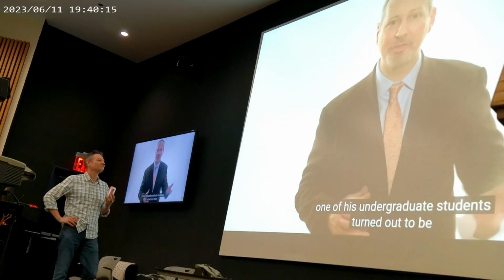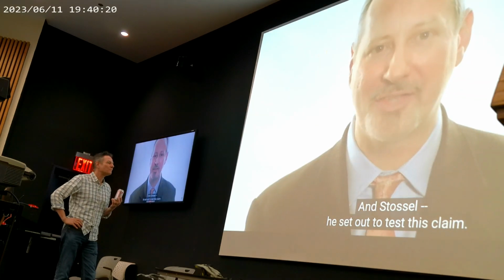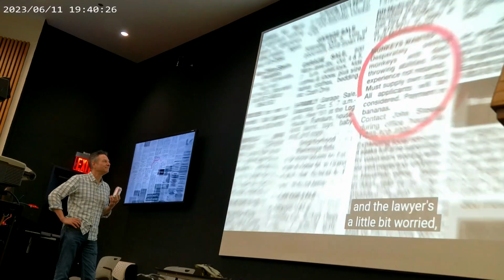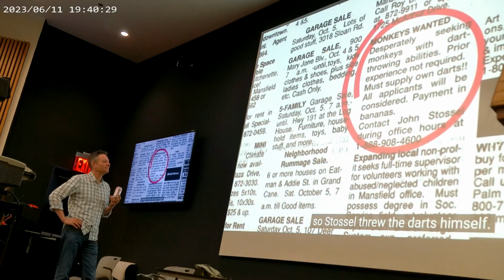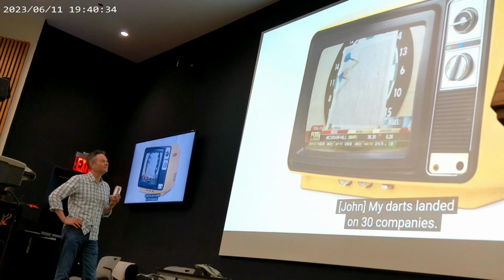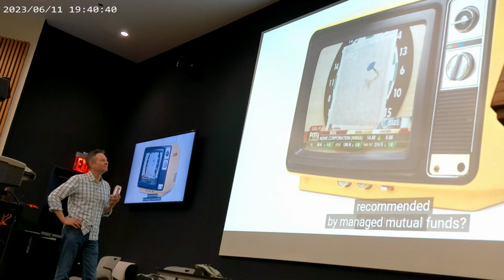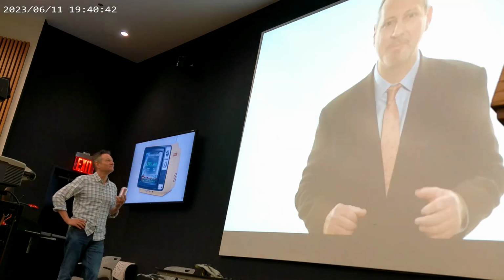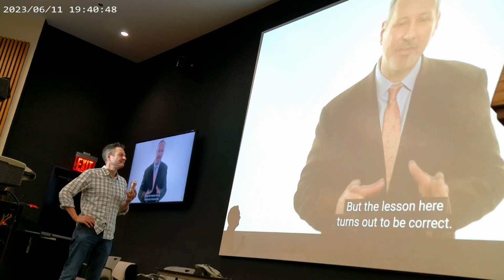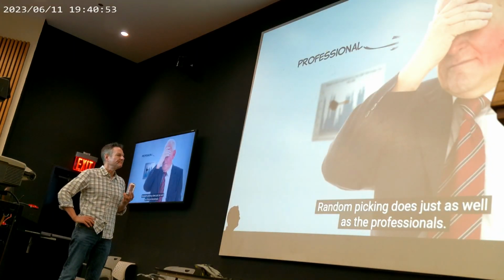Years later, one of his undergraduate students turned out to be journalist John Stossel. And Stossel set out to test this claim. Now, blindfolded, dart-throwing monkeys are not easy to come by, and the lawyers are a little bit worried, so Stossel threw the darts himself. "My darts landed on 30 companies." How would they do compared to stocks recommended by managed mutual funds? "Oops, better." Sure, Stossel got lucky on his throws, and he reaped high returns. But the lesson here turns out to be correct. Random picking does just as well as the professionals.